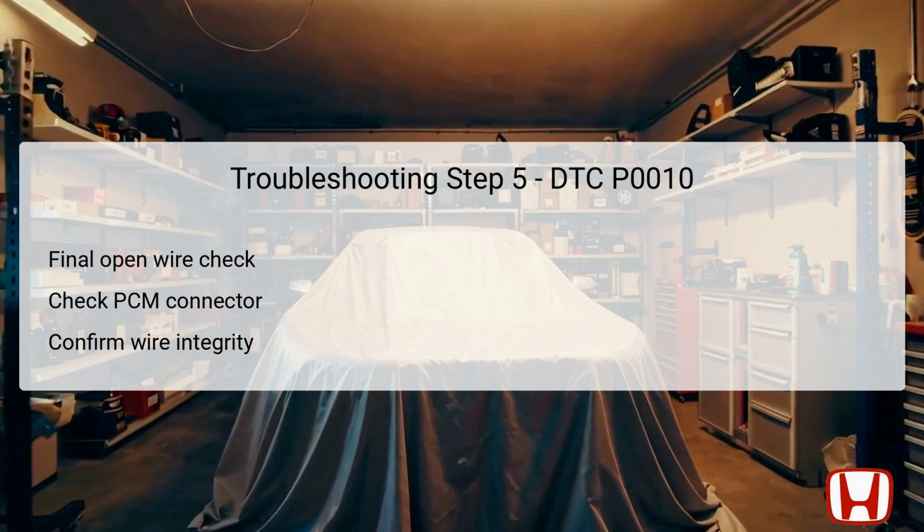With the vehicle in off mode and both the VTC oil control solenoid valve connector and the PCM connector disconnected, verify the continuity between test points 1 and 2, where test point 1 is linked to the VTC oil control solenoid and test point 2 is linked to the corresponding terminal in the PCM. If continuity is established, it indicates that the VTC wire is functioning correctly.